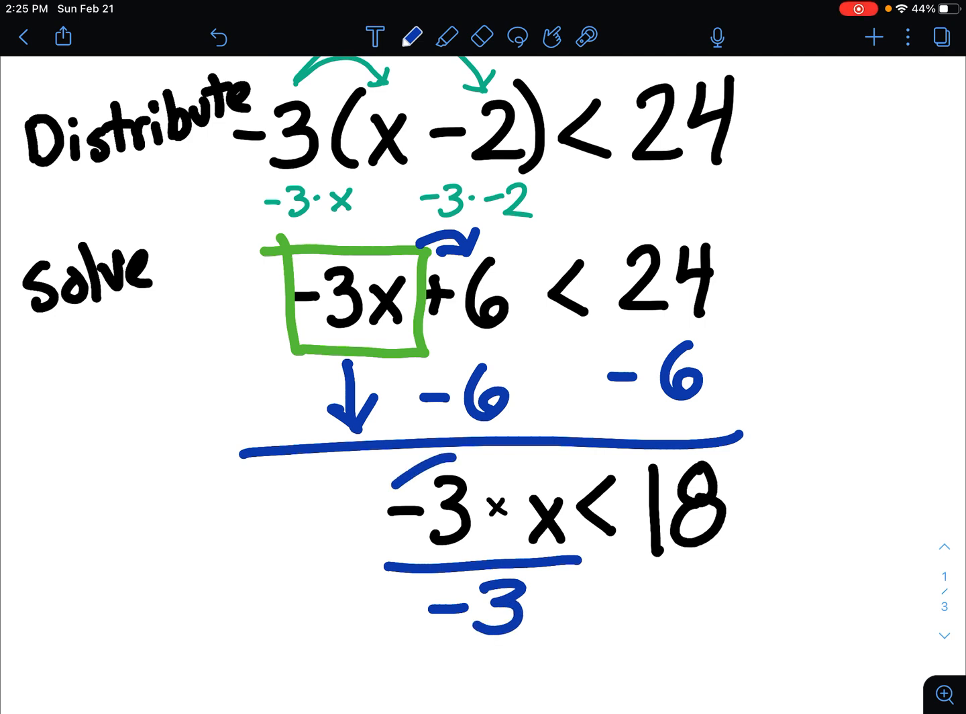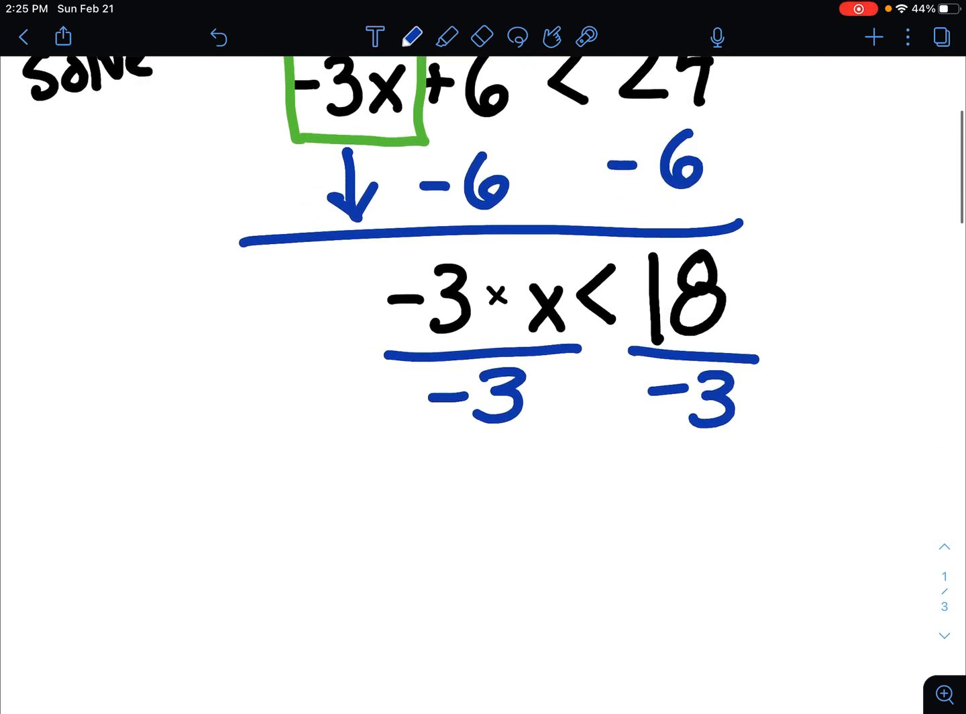Make sure you attach that negative to that 3. That's going to come key here in a minute. So divide by -3. Bring down the x. 18 divided by 3 is 6, but that's also a positive divided by a negative. So remember, when one of the numbers is negative, the answer is negative when I'm multiplying and dividing.